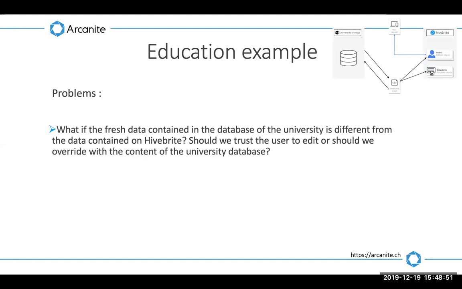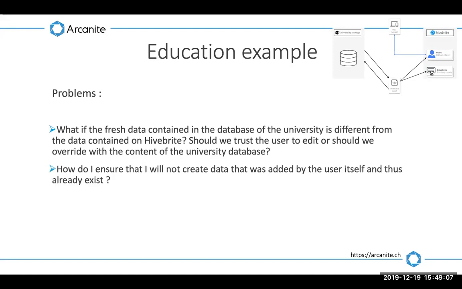You don't want to have several databases with user data, some being up to date, some being not. What should we do? Should we trust the user to edit, or should we overwrite with the content of the university database? A second one is a bit the contrary: how do I ensure that I will not create data twice for the same user?